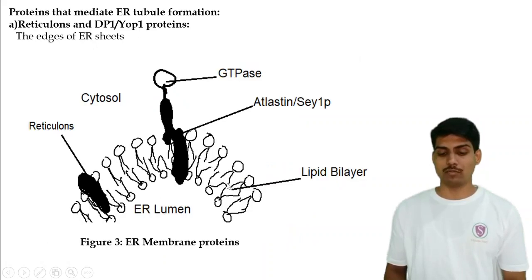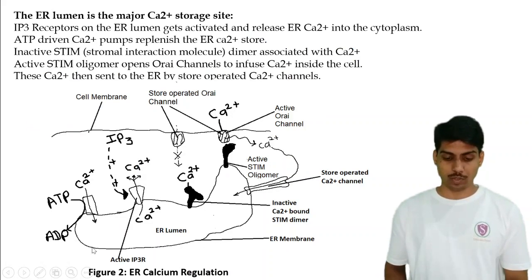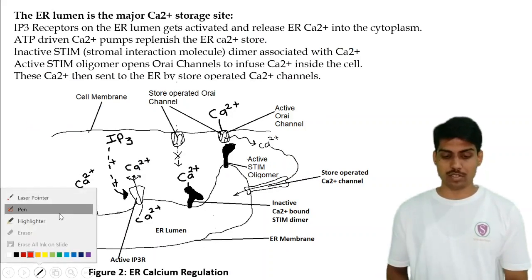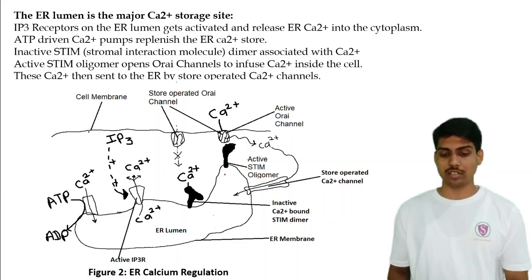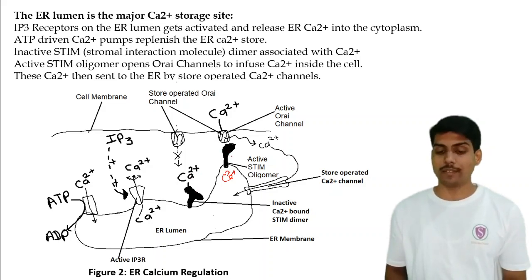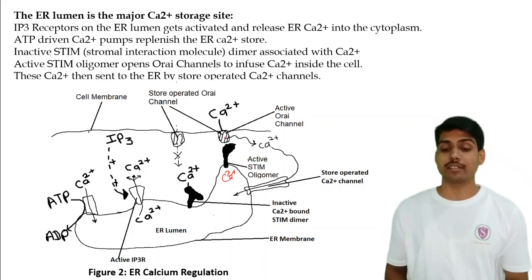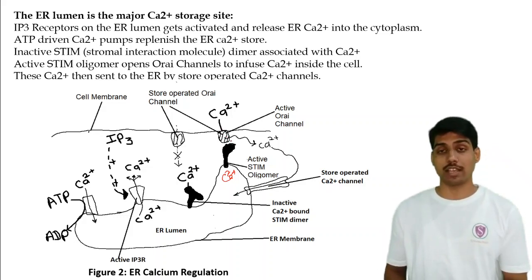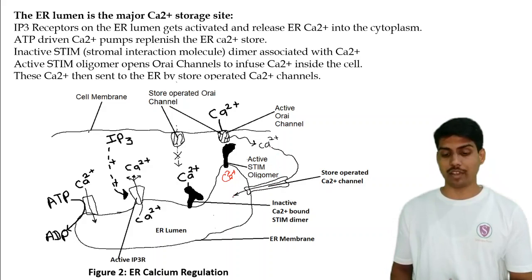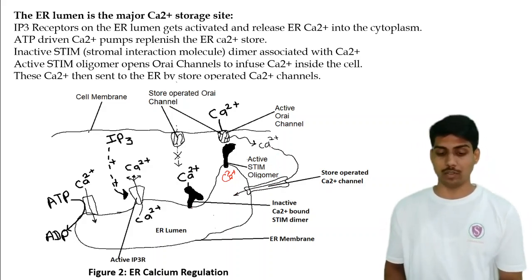So what will happen when the calcium storage is decreased? The calcium store decreases, and this calcium will dislocate from the dimer. It will form an active STIM oligomer. This, in contact with the Orai channels, will draw calcium from outside the cell, and it will finally be stored inside the endoplasmic reticulum.